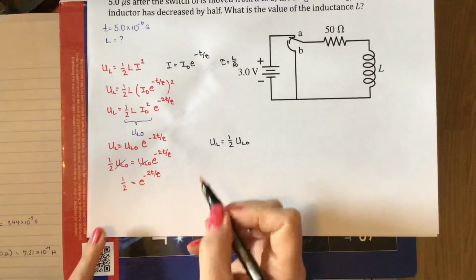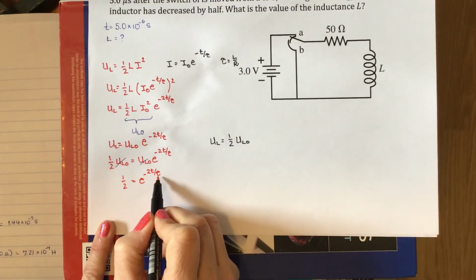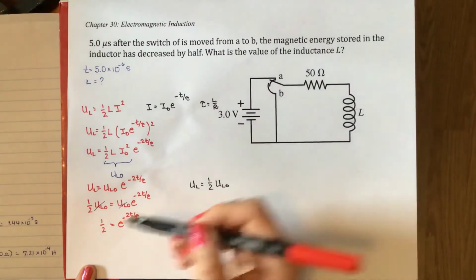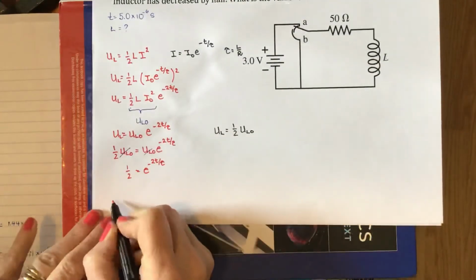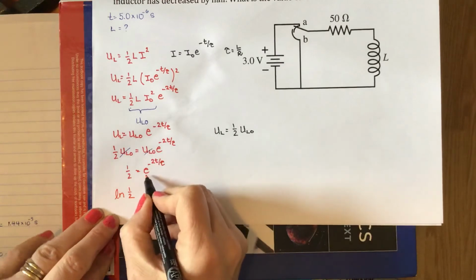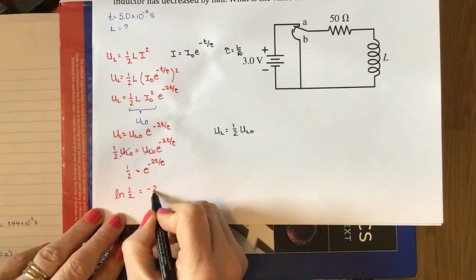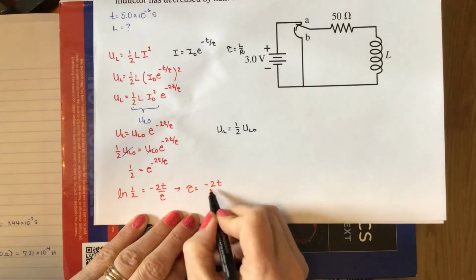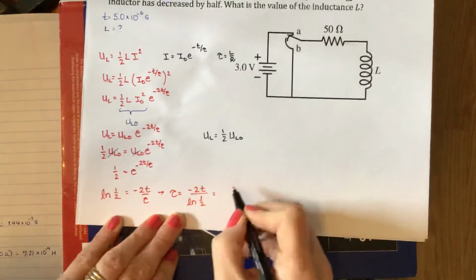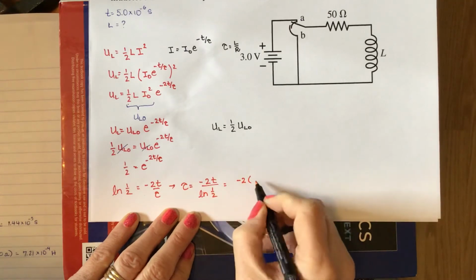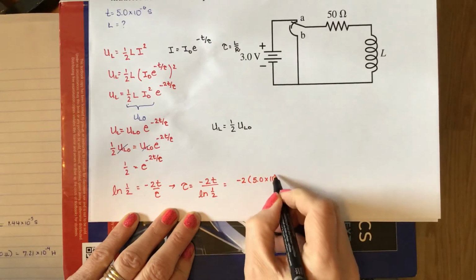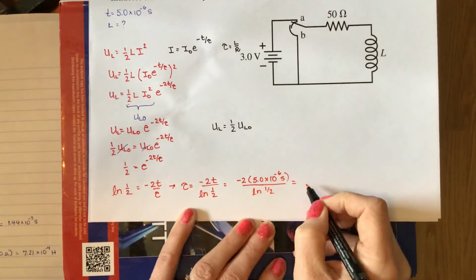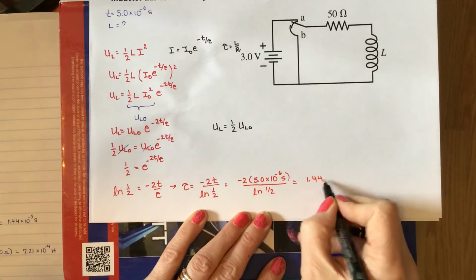The symbol on the bottom is a tau. It looks a little messy there. If I want to get to my tau term, remember I'd like to get tau because we're asked for the inductance, and the inductance is a part of the time constant term. So I'd like to get rid of this e. I'll take the natural log of both sides. Natural log of 1/2. Natural log of e to the minus 2t over tau is minus 2t over tau. So then tau is equal to minus 2t over the natural log of 1/2. Can fill in my time t, minus 2 times 5 times 10 to the minus 6 seconds divided by the natural log of 1/2 gives me a time constant tau of 1.44 times 10 to the minus 5 seconds.